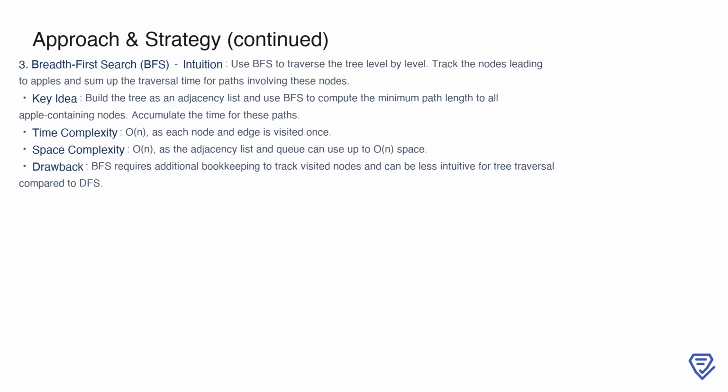While BFS has the same O(n) time complexity as DFS, as it visits each node and edge exactly once, it requires additional bookkeeping to track visited nodes. The space complexity is also O(n) due to the adjacency list and queue, which can grow with the size of the tree. However, BFS can feel less intuitive for tree traversal compared to DFS, and it lacks the natural pruning mechanism that DFS provides, which can make it less efficient overall for this specific problem.